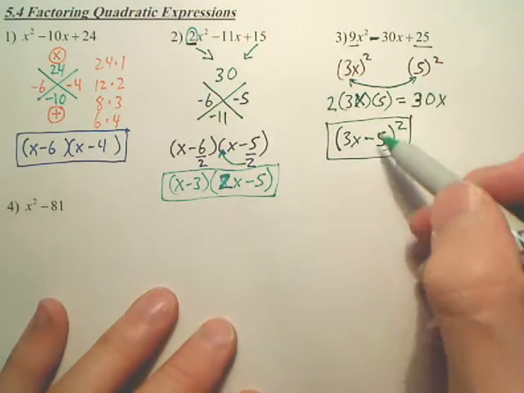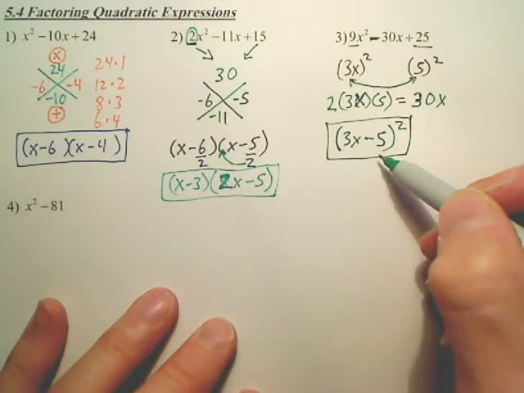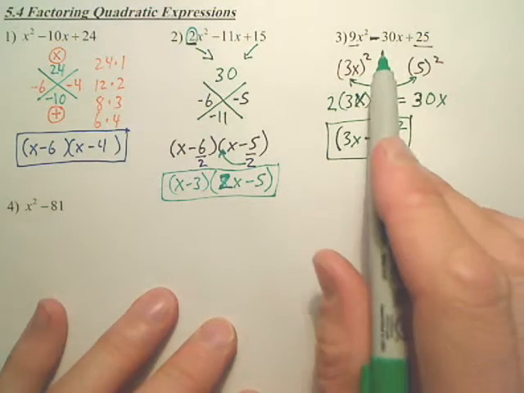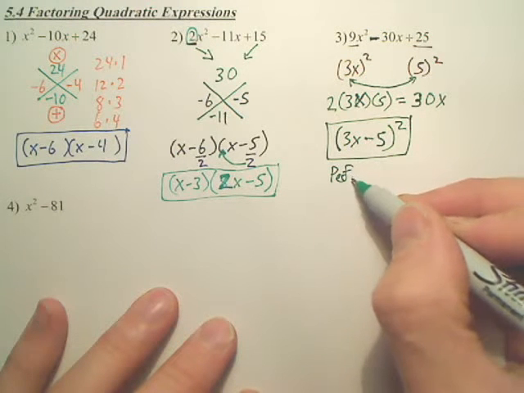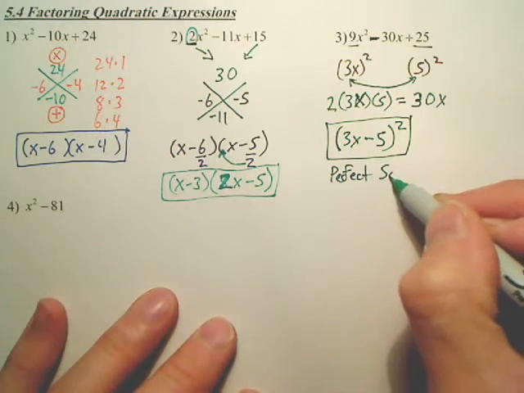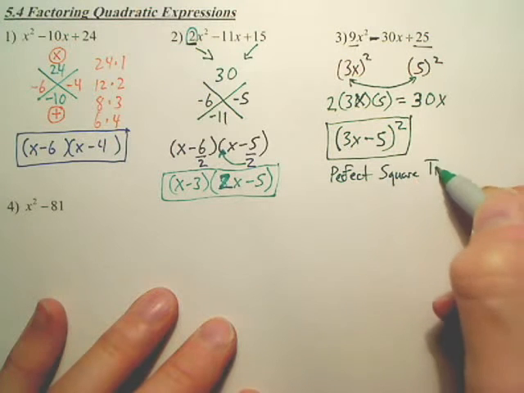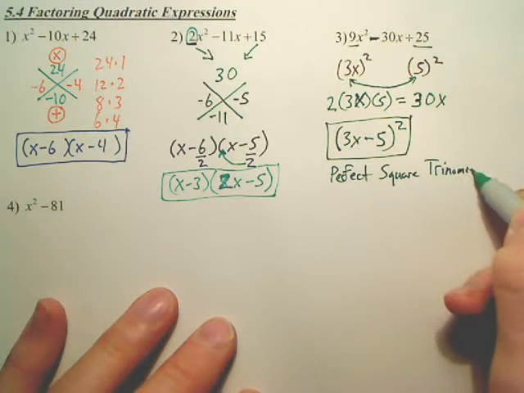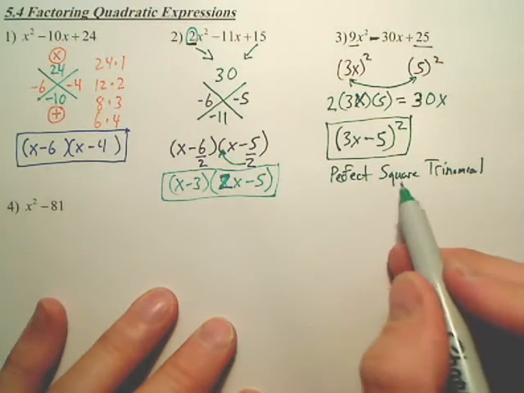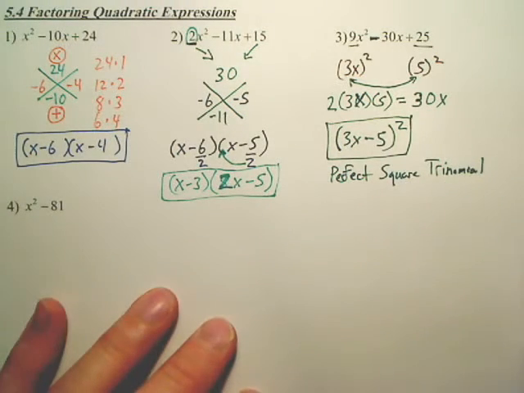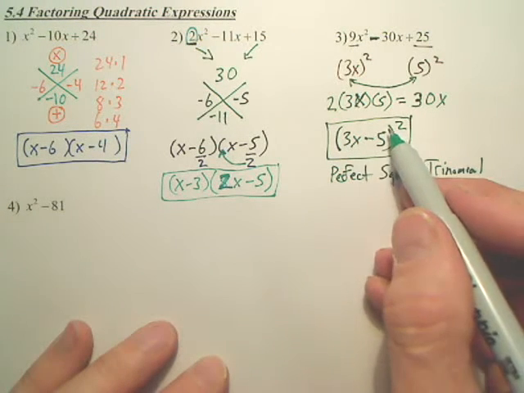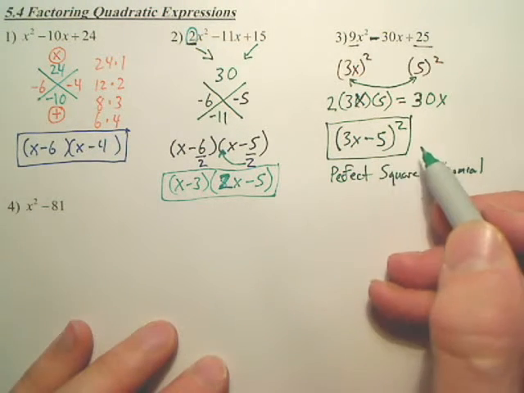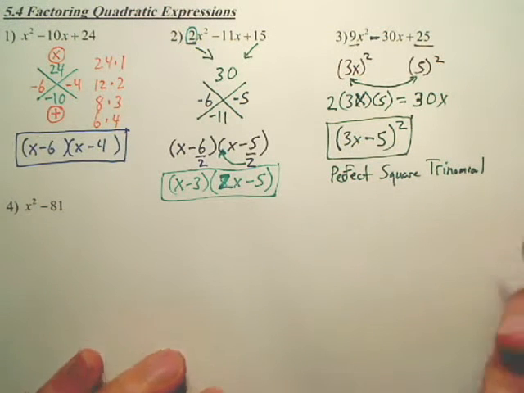You don't need to know this factoring technique, but it makes life a lot easier if it's a perfect square trinomial. It's called a perfect square trinomial. Because it's squares and it's a trinomial with 3 terms. What does 3x minus 5 squared mean? It means 3x minus 5, 3x minus 5. That's why I put the square. It's just a shortcut. It's a useful shortcut.